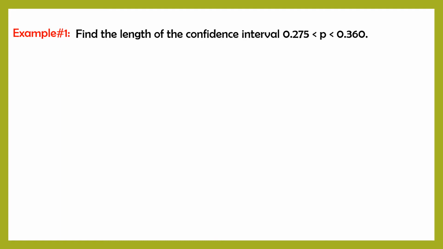For example, find the length of the confidence interval. So, we have here P. So, ang P natin, that is population proportion. So, with the population proportion is greater than 0.275 but less than 0.360. So, let us identify the upper confidence limit and the lower confidence limit. So, ang ating lower confidence limit is the 0.275 at ang ating upper confidence limit ay the 0.360.